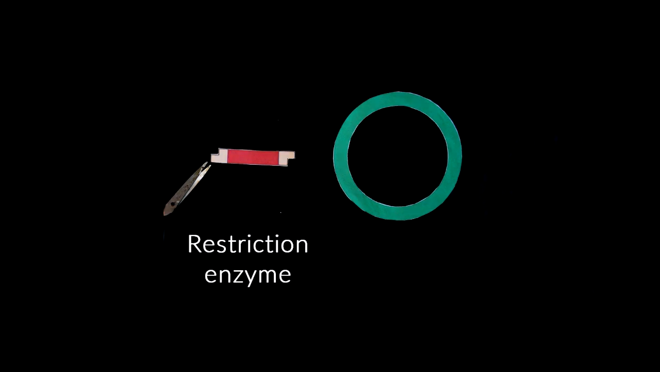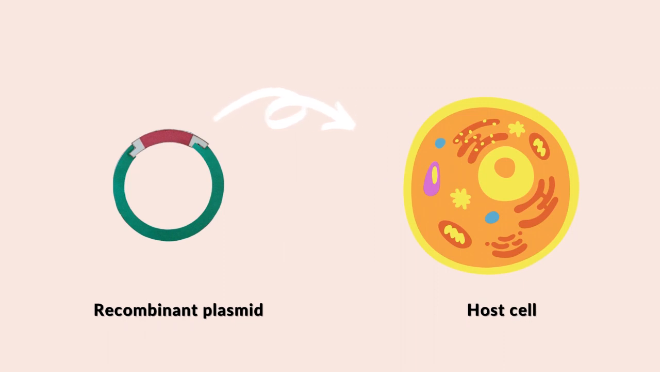The DNA fragment containing the gene of interest is cut using the restriction enzyme that acts like scissors. The same restriction enzyme is used to cut open the plasmid. The DNA fragment containing the gene of interest is inserted into the open plasmid with the help of DNA ligase, which acts like glue. It catalyzes the joining of the DNA fragment and the plasmid. A recombinant plasmid is finally formed and can be introduced in a host cell for different purposes like producing insulin.